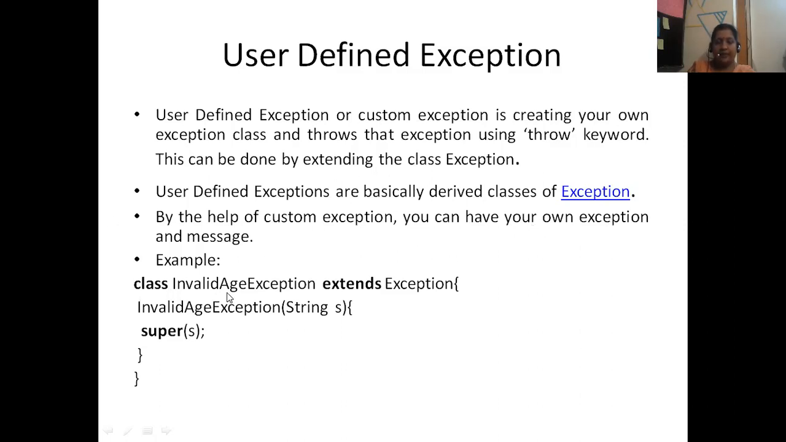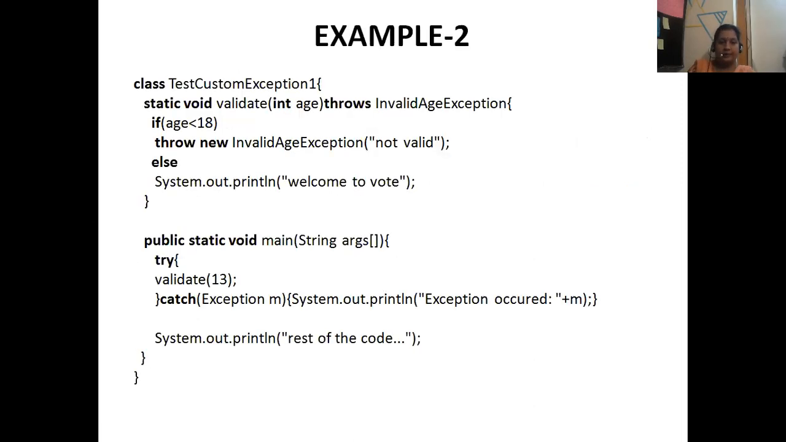Example: class InvalidAgeException extends Exception. Like this you can give. Exception is a class, so automatically it will become a child class. InvalidAgeException(String s) { super(s); }. For example, for voting, if you give 17 it is invalid. That exception is not in the built-in exceptions, so I can create my own exception.